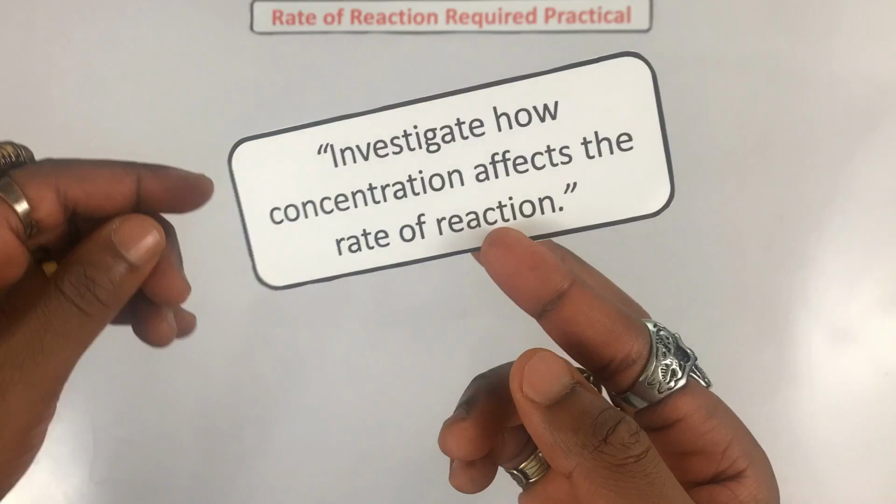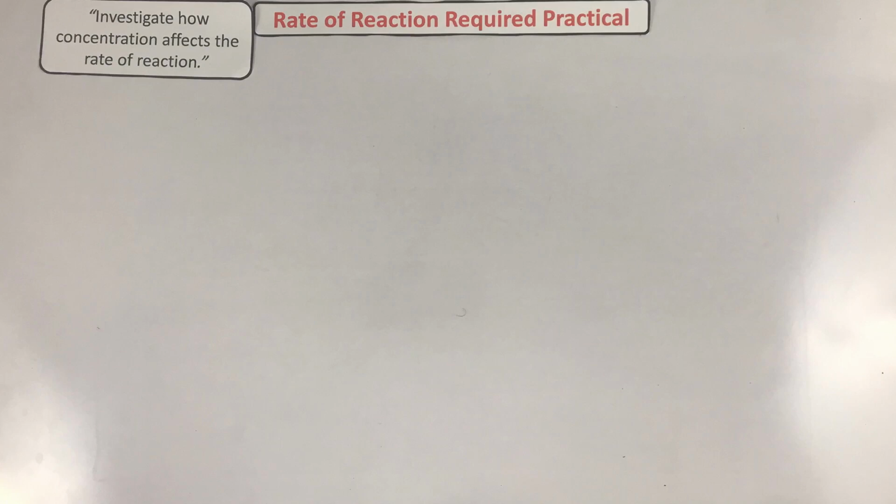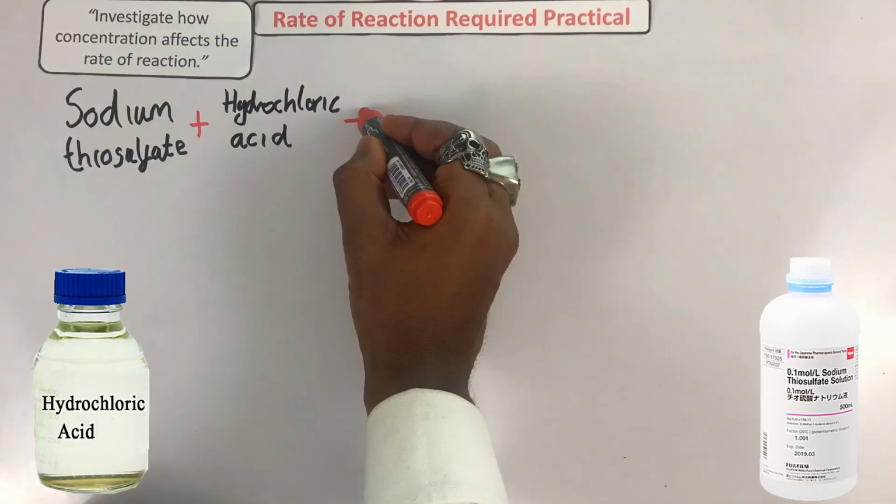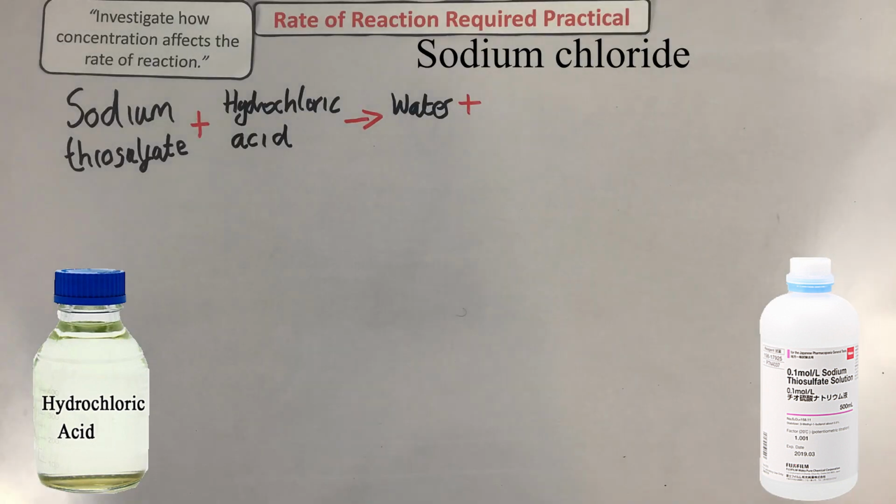There are two different activities that you can do for this rate of reaction practical. The purpose of them will be to investigate how concentration affects the rate of reaction. The first activity will follow a color change. This is the reaction between sodium thiosulfate and hydrochloric acid. This reaction produces sodium chloride, water, sulfur dioxide, and sulfur.